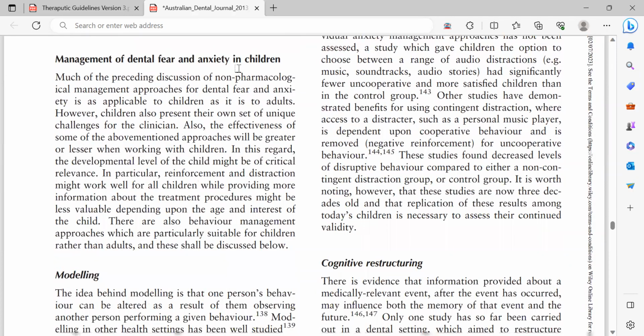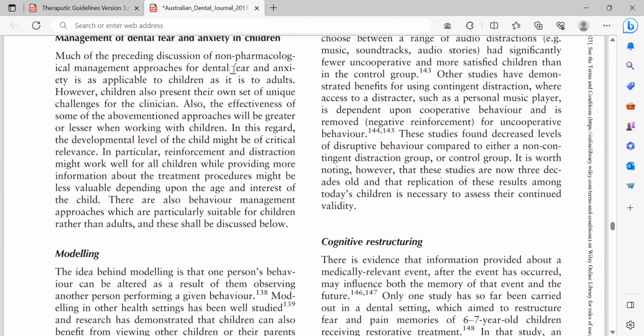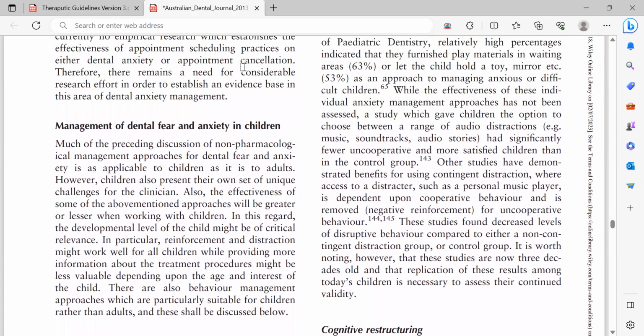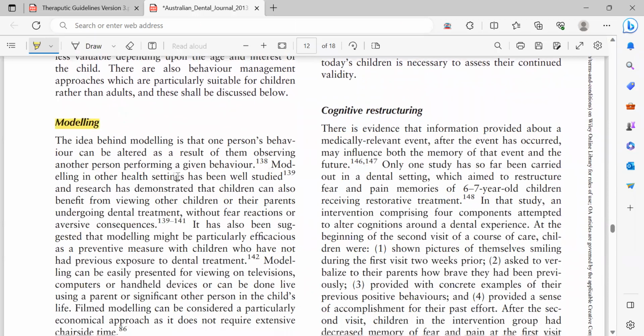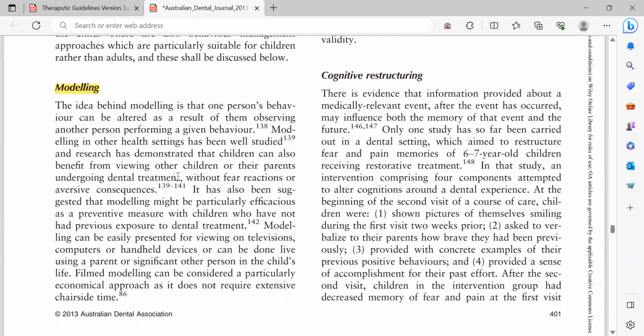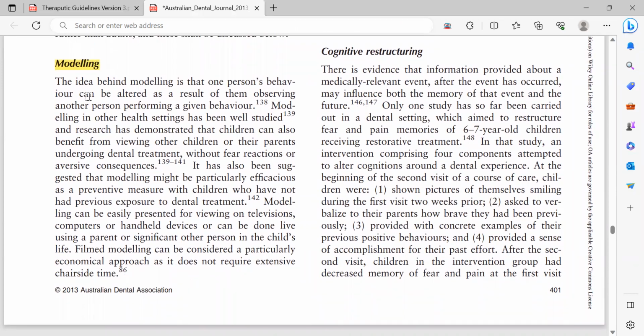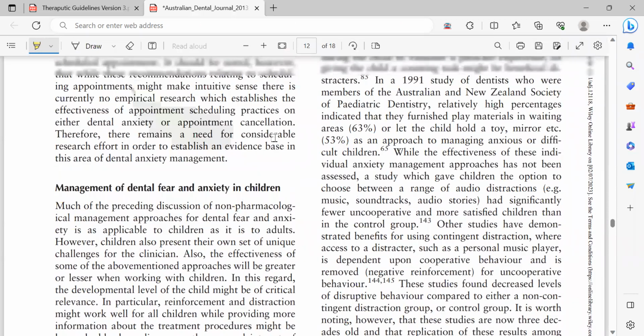Then management of dental fear and anxiety in children. Much of the preceding discussion, whatever we have discussed before, we can use for children, like tell, show, do. Then distraction by TV or playing cartoons or music. The other technique is modeling, in which we can ask the elder brother or sister to do the dental treatment first, so the younger one will get the idea of how to behave. Or we can show them some videos of cooperative children and what to expect, and they would try to model that.